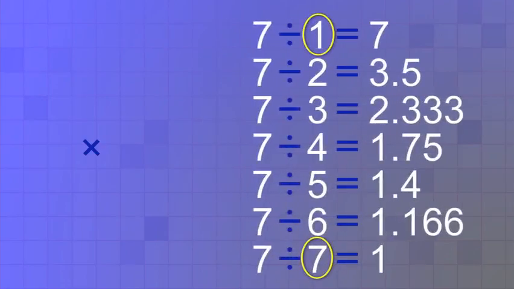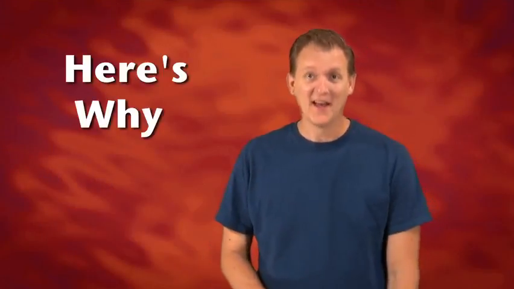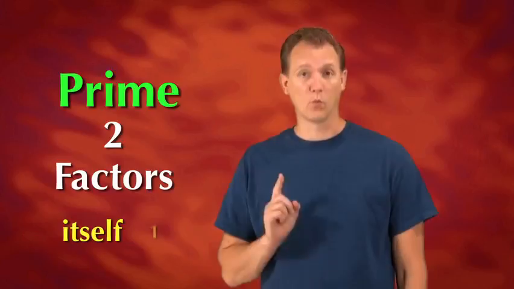We know that if you multiply any number by 1, you'll just get that same number. But why aren't there any other factors of 7? All right, here's why. 7 is a special kind of number called a prime number. Now, a prime number is just a number that has exactly two factors, itself and 1.